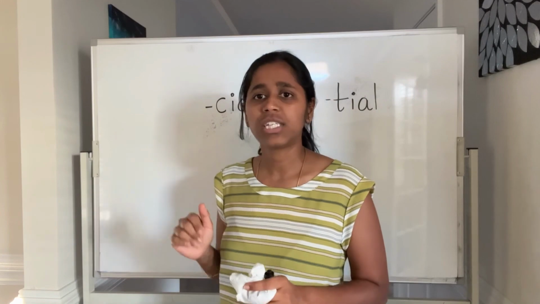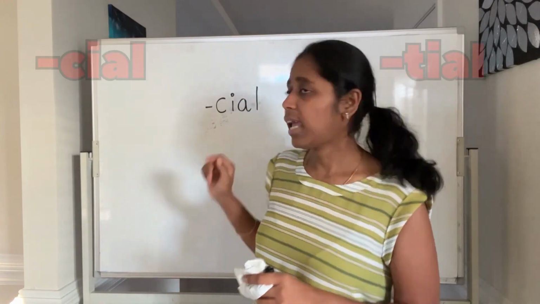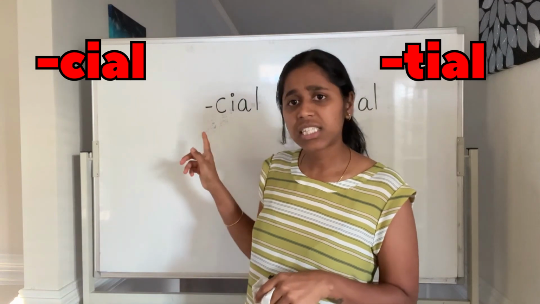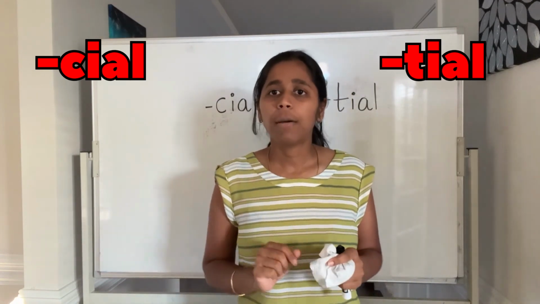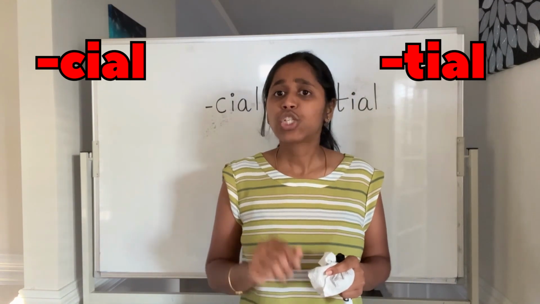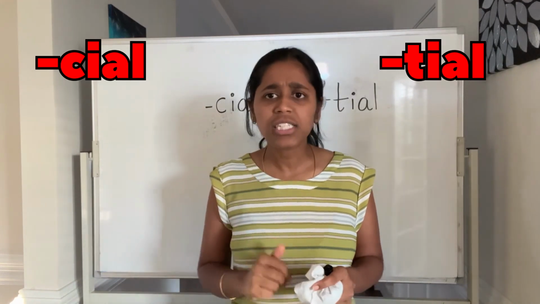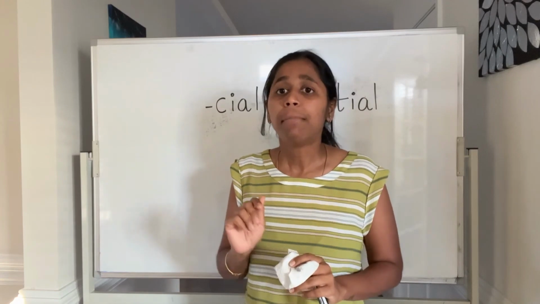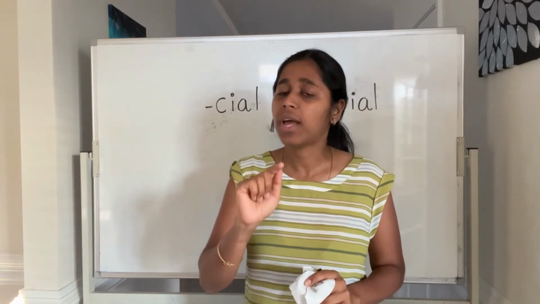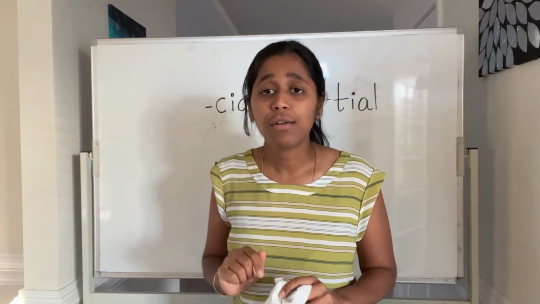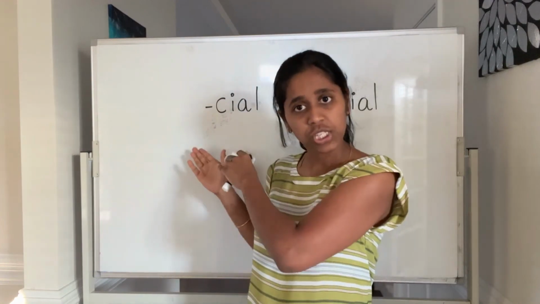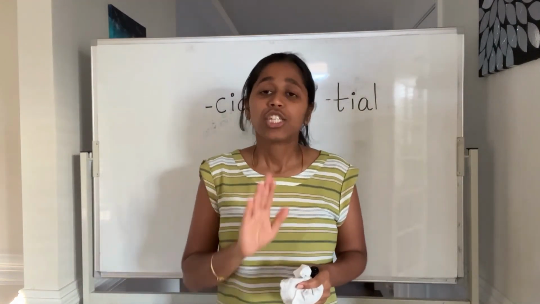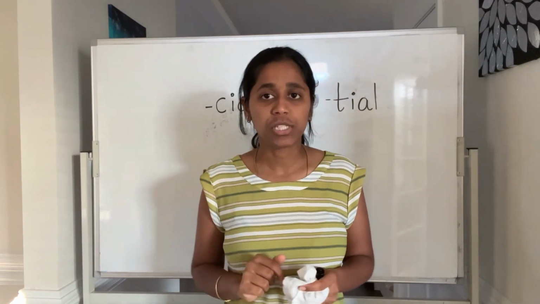So this rule is about cial and tial. If you see this and this, both make the same sound. So in reading, it is very easy for the child. They read it because they know the sound is cial. But when it comes to writing is when the problem is. The child gets confused between should I use cial or should I use tial. So that's when this rule comes into the picture.